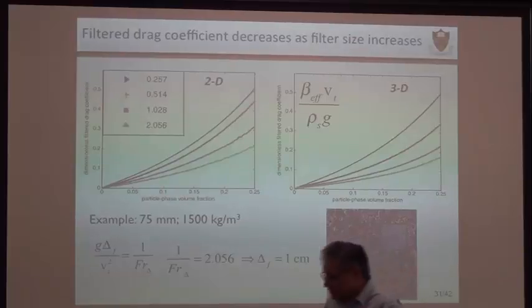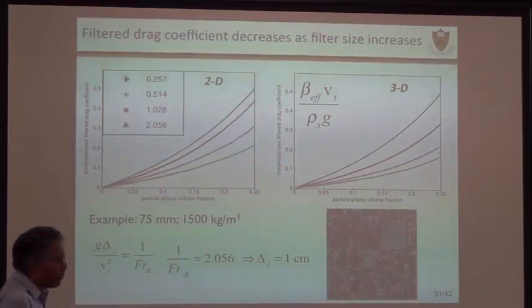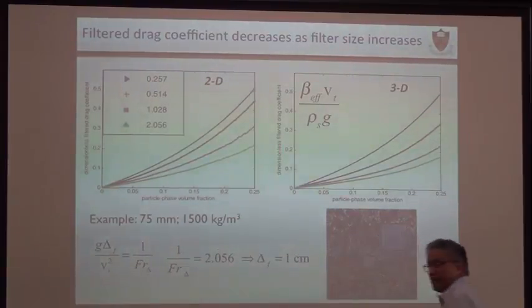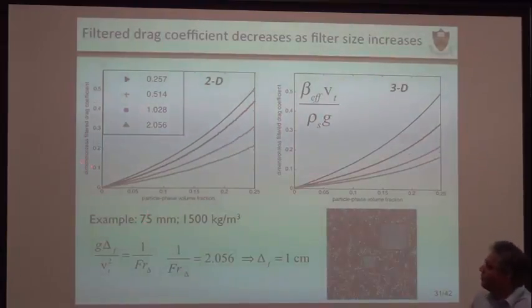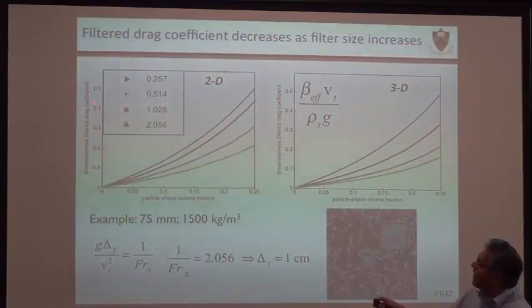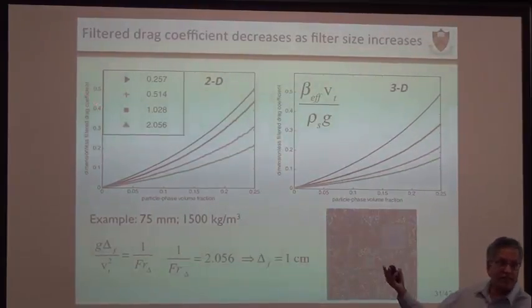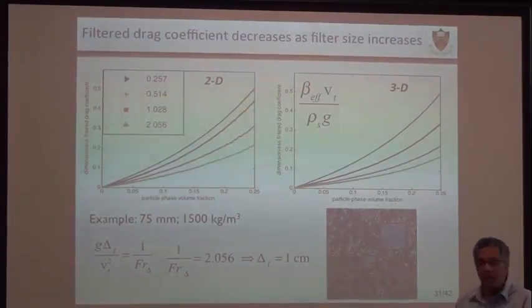So I'll just show this to give you an idea of how much correction there is. What I'm showing you here is in 2D and 3D, just to show you that you get similar results. What we are talking about is how this effective drag coefficient, when you multiply it with the velocity difference, gives you the interface interaction force, and then how it varies with the particle volume fraction.